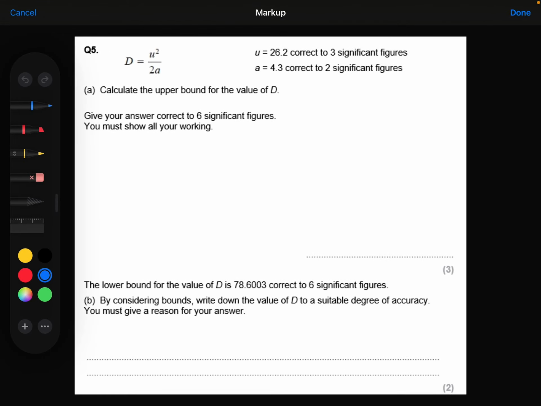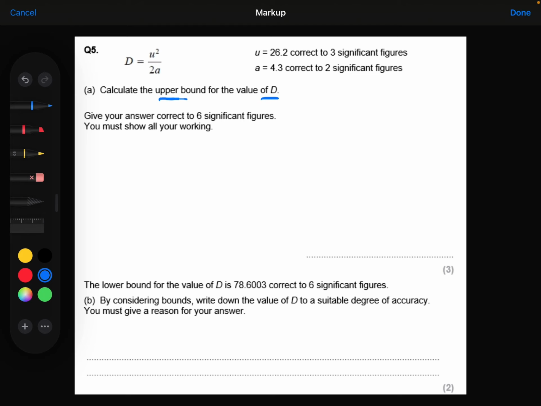We're told that D is equal to U squared over 2A, where U is 26.2, correct to 3 significant figures, and A is 4.3, correct to 2 significant figures. Part A, calculate the upper bound for the value of D.